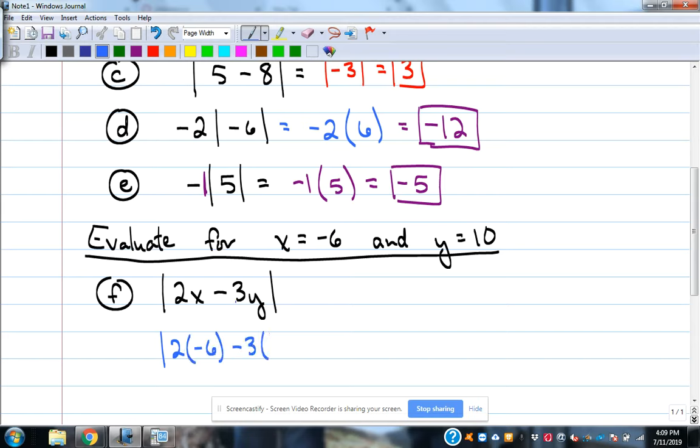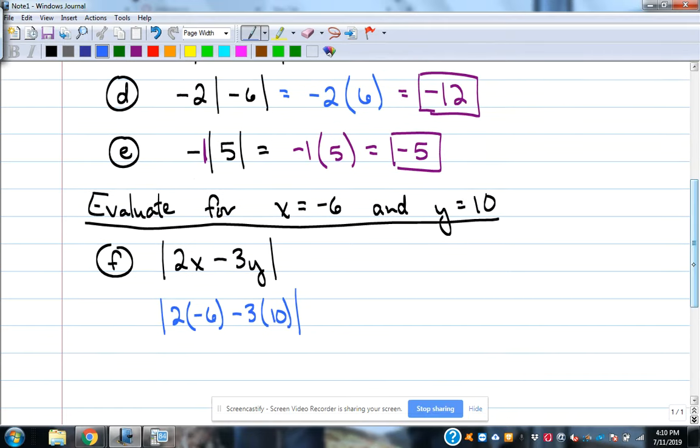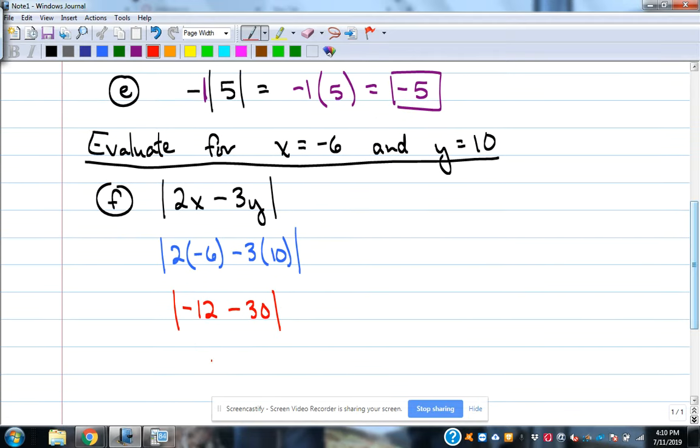So 2 times -6 and 3 times 10. And again, order of operations is always going to be the way to do that. If you want to do it by hand, you can. That's easily done. So that'd be -12 and then -30. And it's all in absolute value. And then absolute value of -42 is what that works out to be, which is 42.